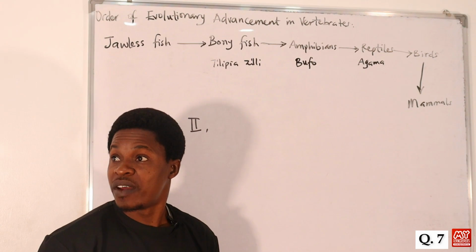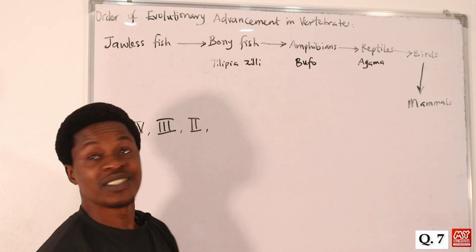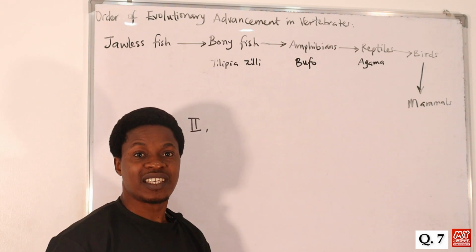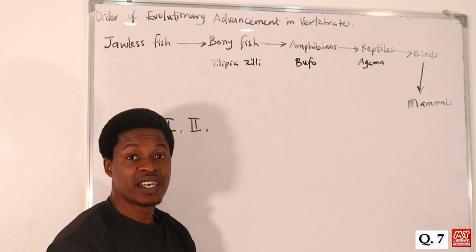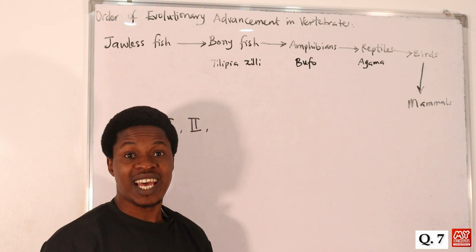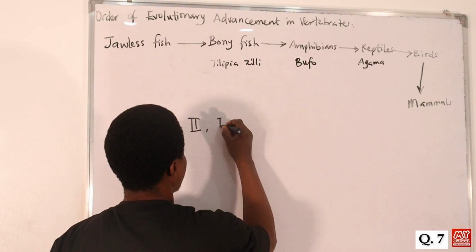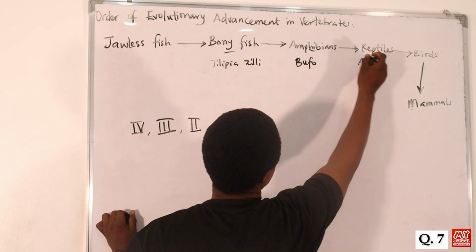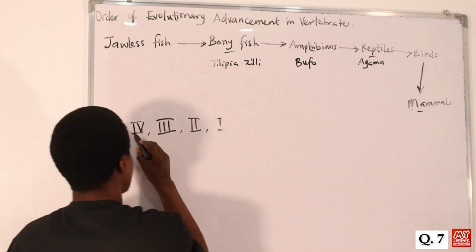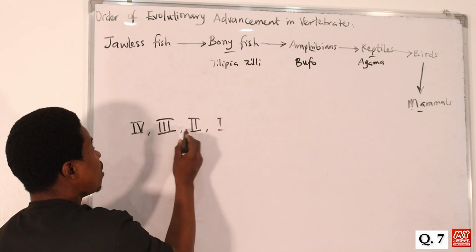And then the last one we have there is ratus, that's your black rat. They give birth to their young ones alive and don't lay eggs, so they are a form of mammal, and that is Roman figure 1. So that is where it falls. We don't have any birds there. So the order is 4, 3, 2, and 1.